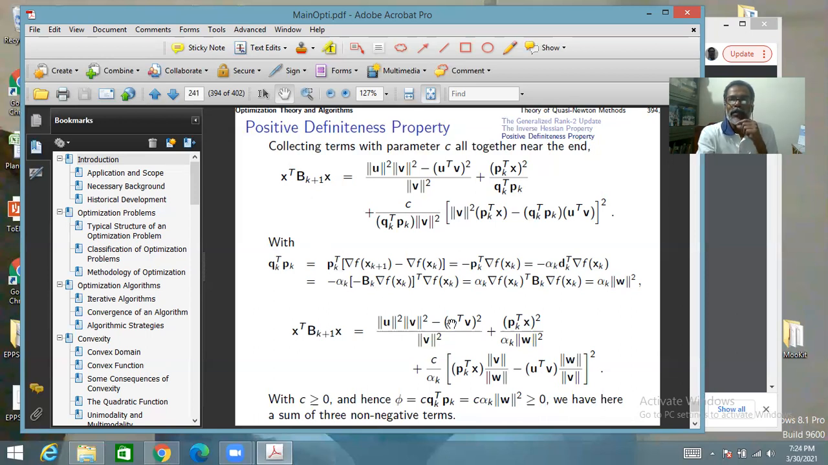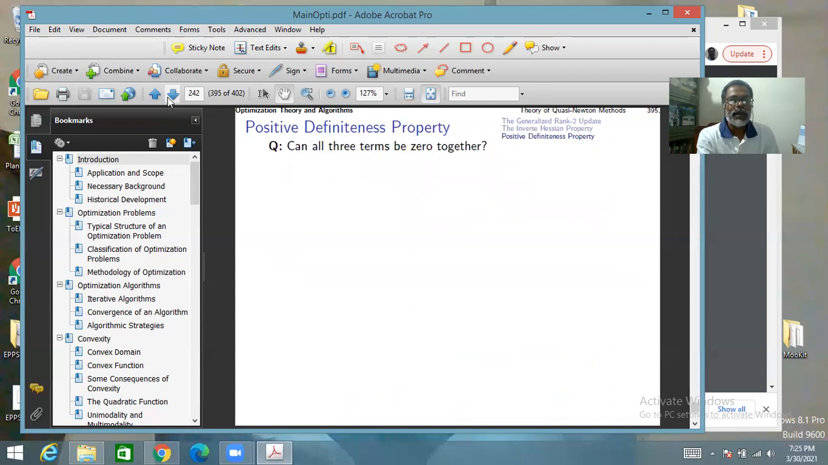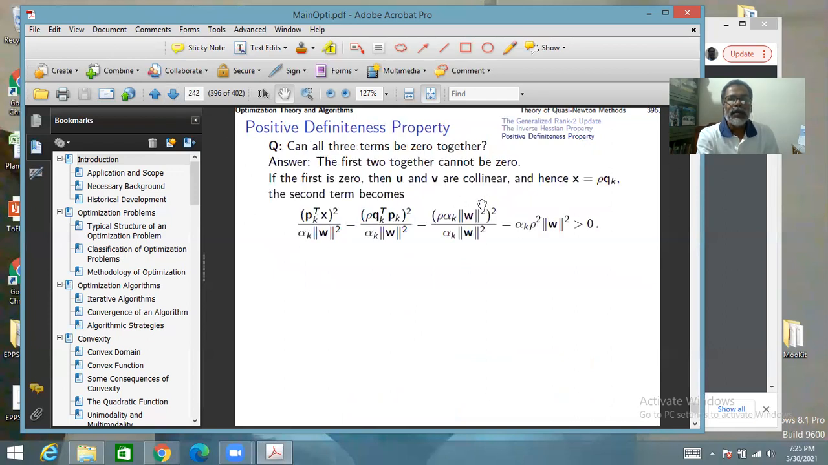If this one is 0, that will mean u and v are collinear, and that will mean x and qk are collinear, because root over bk x was u and root over bk qk was v. So if u and v are collinear, then x and qk are collinear. So that will mean that the x that we have picked up is a scalar multiple of qk. So if you put that, x equal to a scalar multiple of qk.